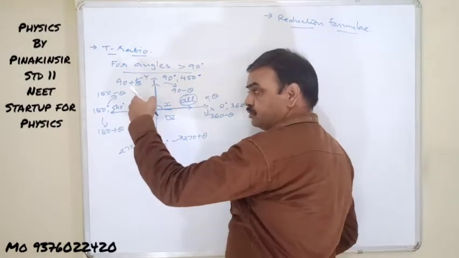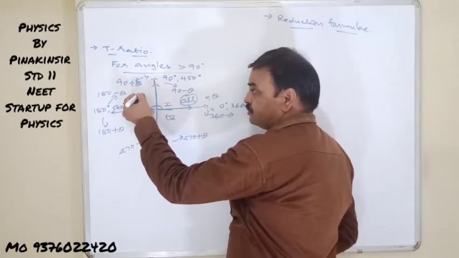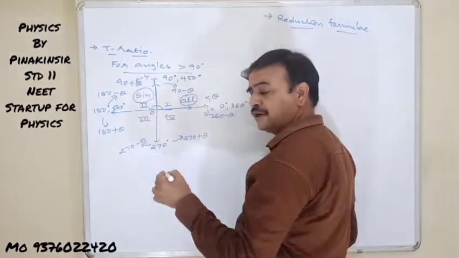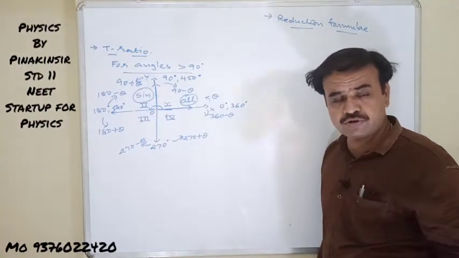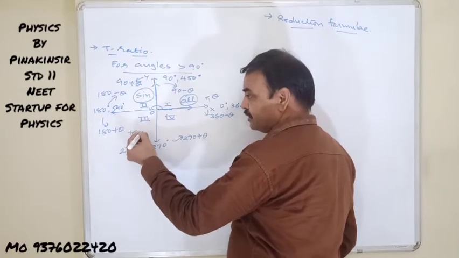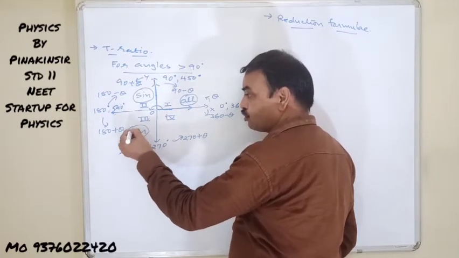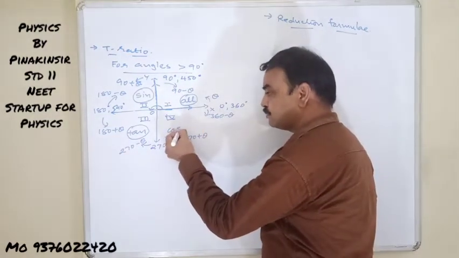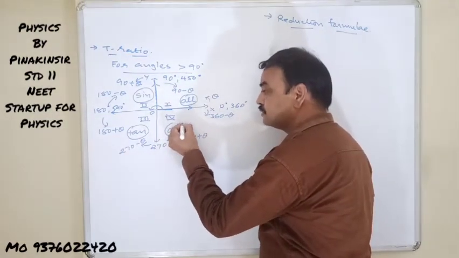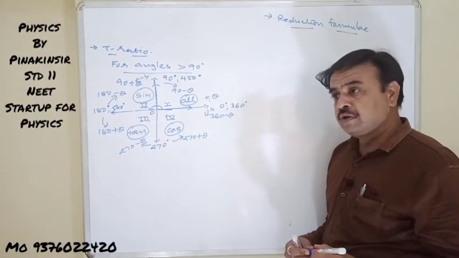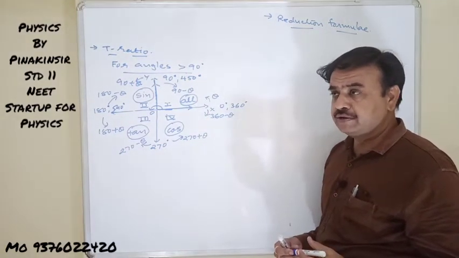In this particular quadrant, that is the second one, sine is positive, and its inverse, cosec, is positive there. In the third quadrant, tan is positive, and cot is positive there. In the fourth quadrant, cos is positive and its inverse, sec, is positive there. A question must be there in your mind. How?